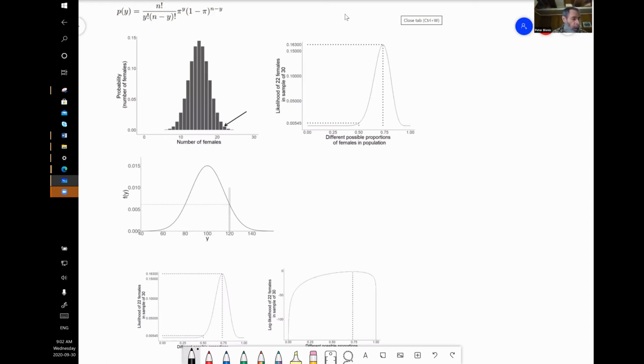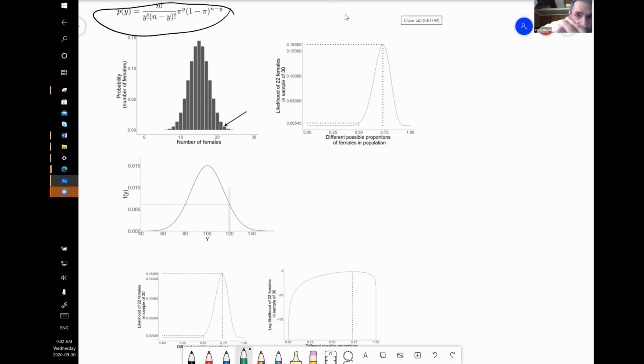Okay, so what I want to talk about this morning, or what I want to begin talking about this morning, is this really important idea of likelihood. And I want to contrast a likelihood function with a probability distribution and probability density function. And we'll begin by comparing a likelihood function with a probability distribution. And we'll do that using the binomial.